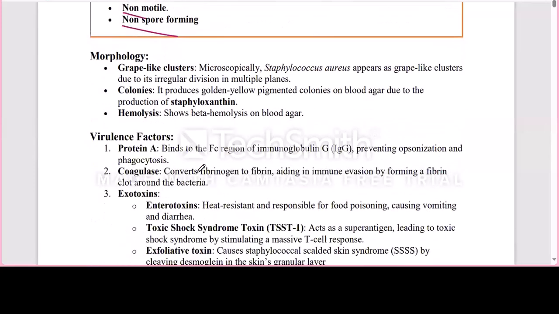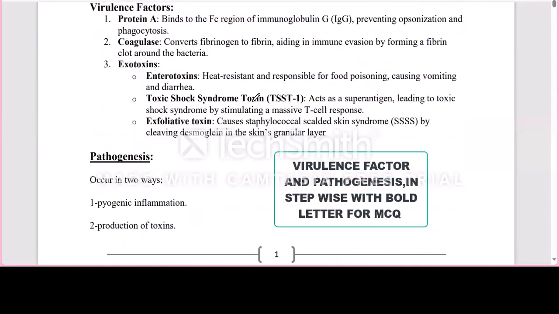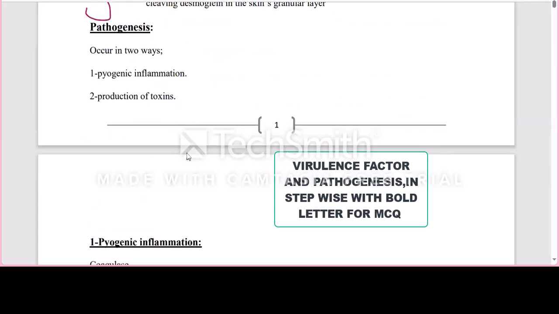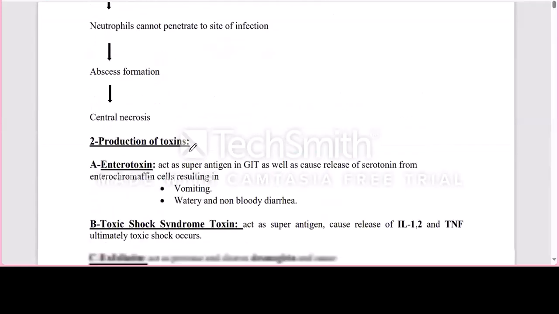like specific factors representing these bacteria. In Staphylococcus aureus, these are a grape-like arrangement, and they form yellow golden colonies. These are MCQs. Next, pathogenesis is mentioned in this way.